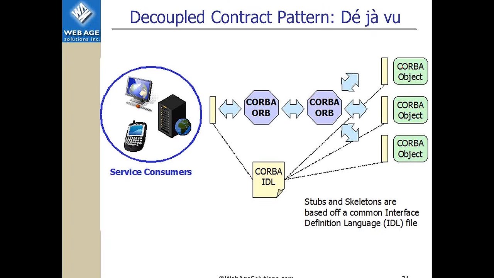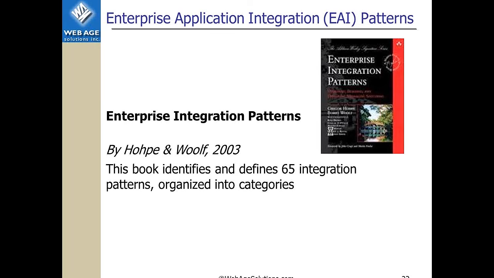Some people would recognize this pattern as that old interface definition language, that RPC decoupled contract. So you would have the CORBA objects that would be compliant with the CORBA stubs, and your service consumers would also implement IDL so that they would be able to build their RPC requests to backend services. And object request brokers, CORBA based, would help you to deliver that functionality.